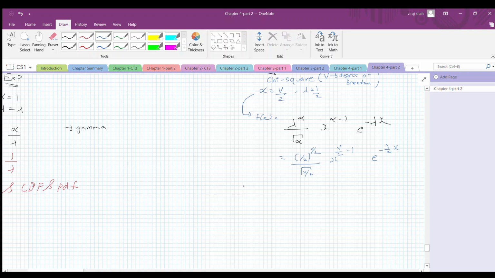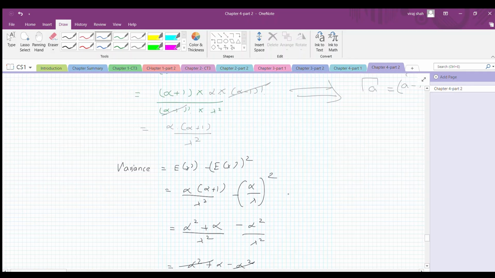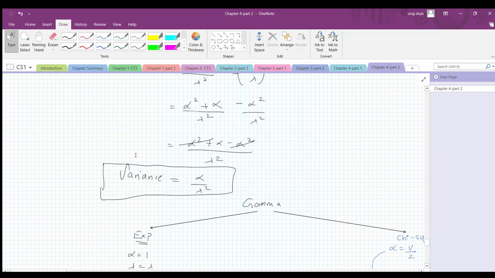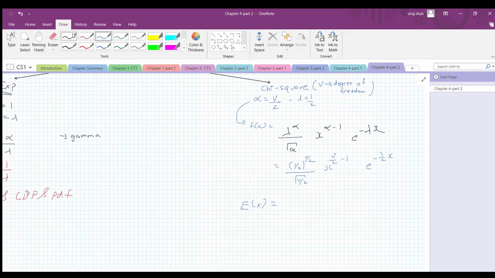So I got this. This is a new distribution altogether, okay? So let's now find the expectation of x. Under gamma, what was my expectation of x? It was nothing but alpha by lambda. So let me write this as alpha by lambda for gamma, and this is for chi-square. So what would be my expectation of x?